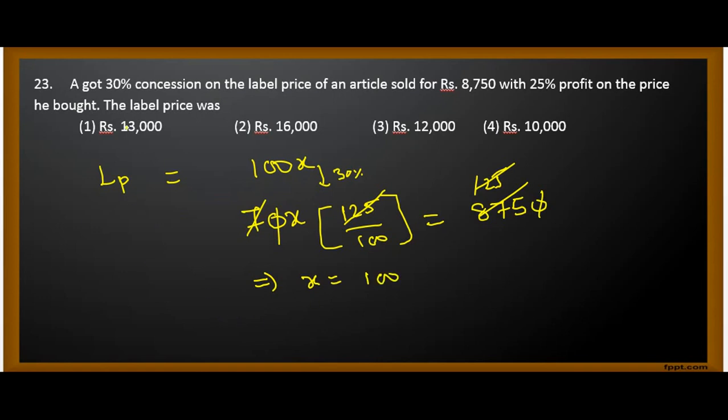What is the question asking? Label price. Label price is equal to 100x. So 100x is equivalent to 100 into 100, that equals 10,000 rupees. So option 4 is the answer.